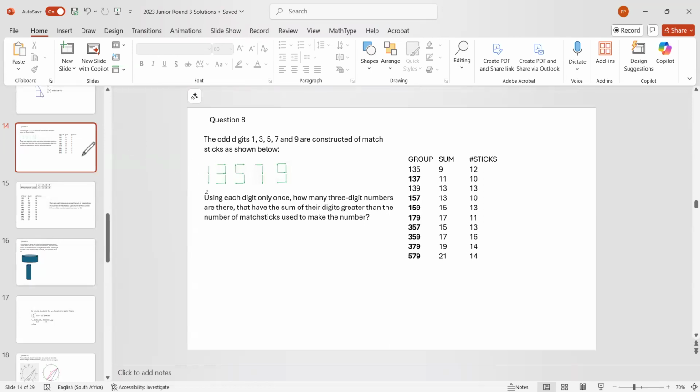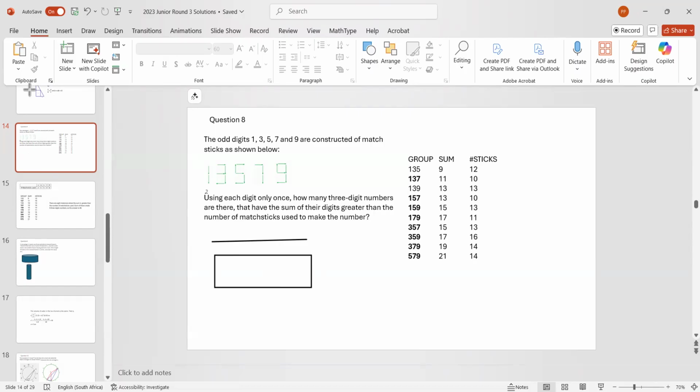Now that's quite a mouthful. The question refers to the number of matchsticks that are used to make that number. So let's just see how many matchsticks there are to make each number. There are 5 numbers, and each number has got a certain number of matchsticks.